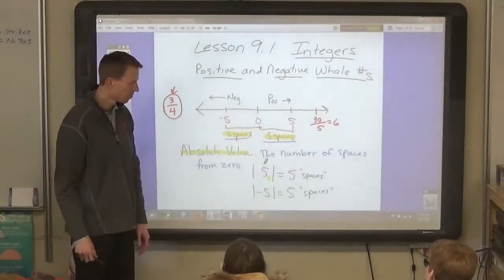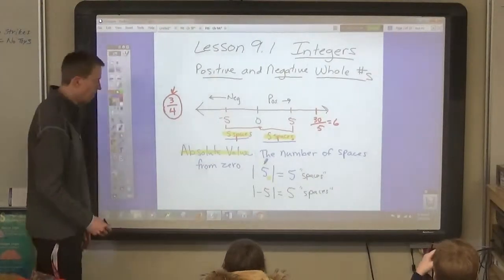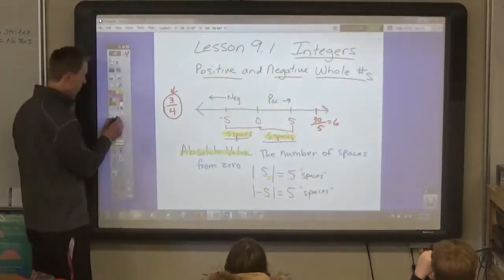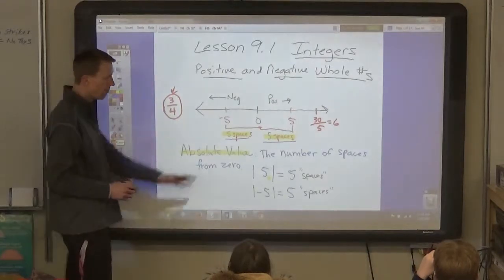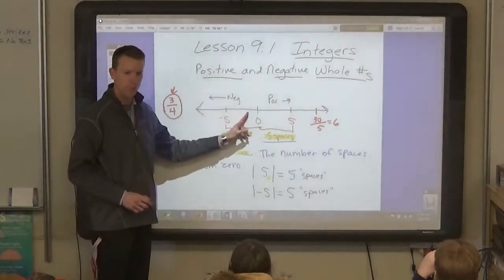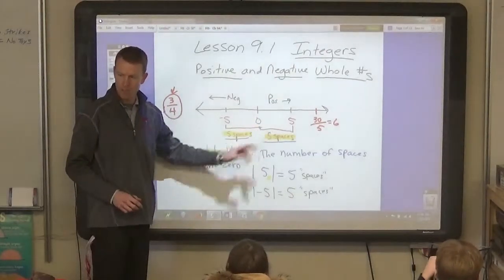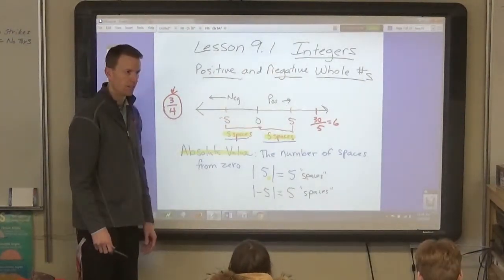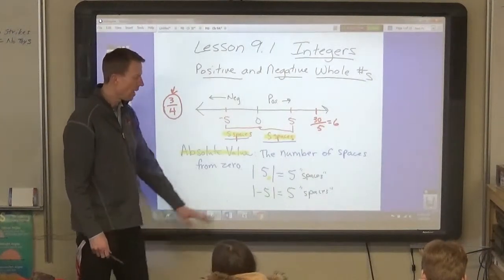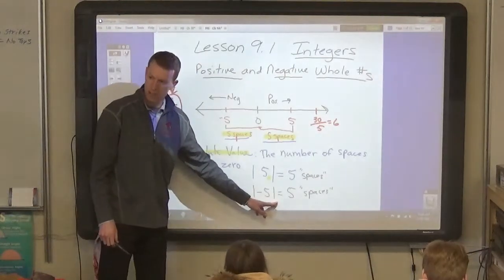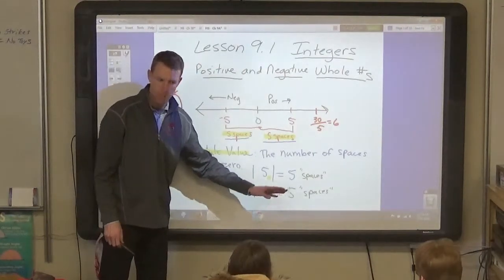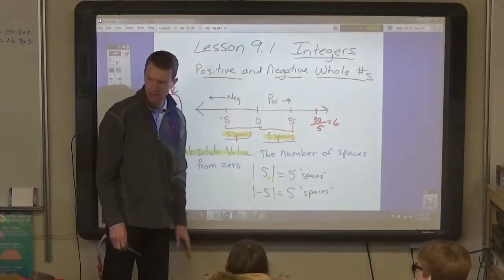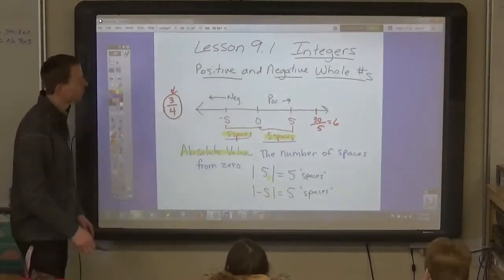Carson? Five spaces away from zero. Right, they're both a positive amount. Yep. A distance is always expressed as a positive amount. This is 5 spaces, and this is 5 spaces. So the absolute value of a number is always expressed as a positive amount. Okay? Now, let's go to your worksheet.